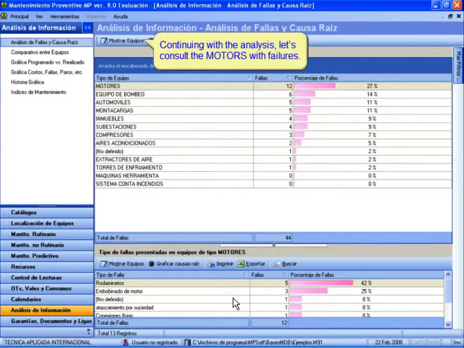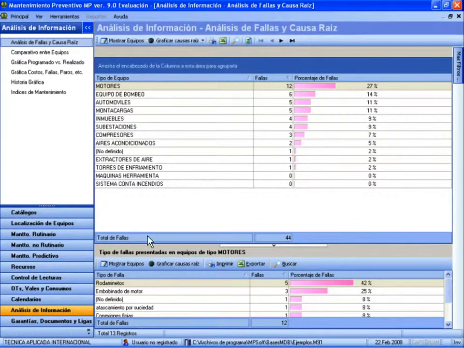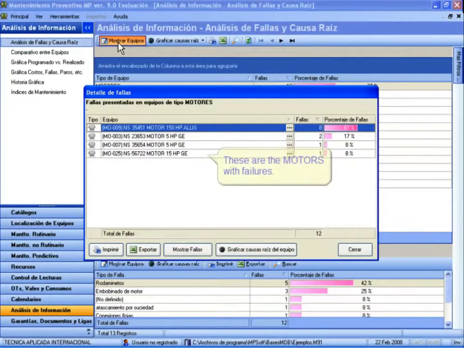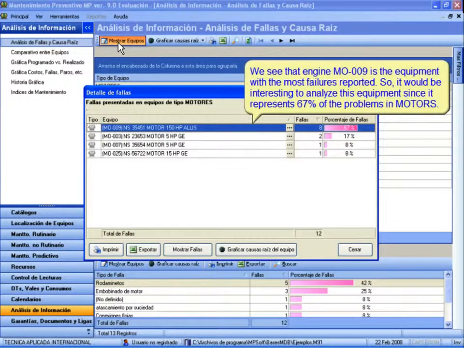Continuing with the analysis, let's consult the motors with failures. These are the motors with failures. We see that engine M0009 is the equipment with the most failures reported. So, it would be interesting to analyze this equipment since it represents 67% of the problems in motors.